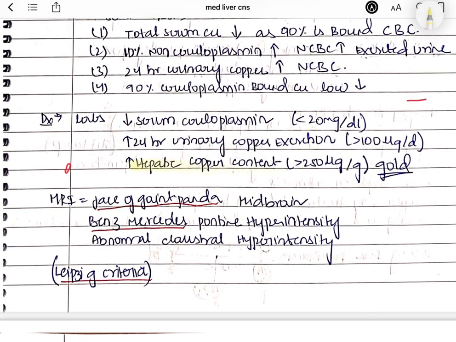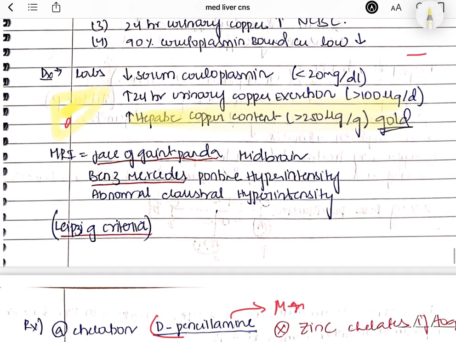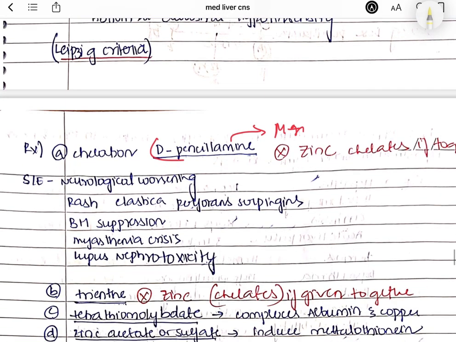And now coming to the labs, the gold standard is hepatic copper content. That means in the liver there will be more copper content. So that is the gold standard. In the MRI you have to remember this Mercedes-Benz sign and the face of giant panda sign, right? And this criteria is used for the diagnosis.